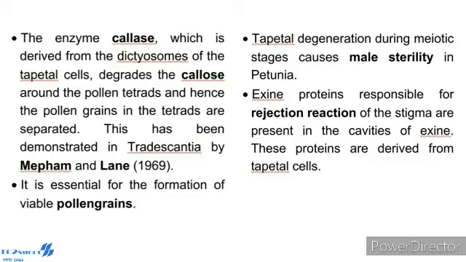Tapetum is essential for the formation of viable pollen grains. Tapetal degeneration during meiotic stages causes male sterility in petunia. The proteins present in the exine of the pollen wall are essential for recognition of compatible pistils. These proteins are derived from the tapetal cells. Tapetal cells store nutrients. So the typical mature anther consists of three parts: anther wall, anther cavity, and connective.